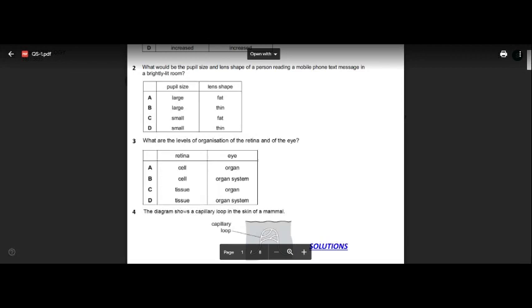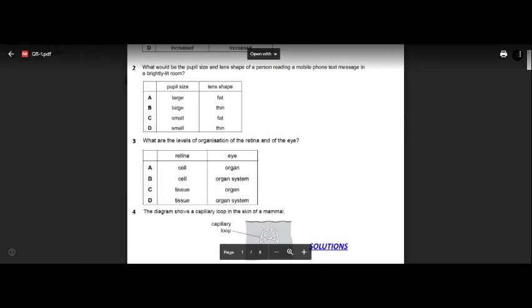Okay, now the pupil size and the lens shape of a person reading a mobile phone text message in the bright light room. So first the pupil size. Because it is a bright light room, and reading a mobile text message means it's very close. I mean, looking at near or far, I didn't talk about it yet. So it's related to the shape. Actually, it defines the shape of the lens of the eye. So it has nothing to do with the pupil size.